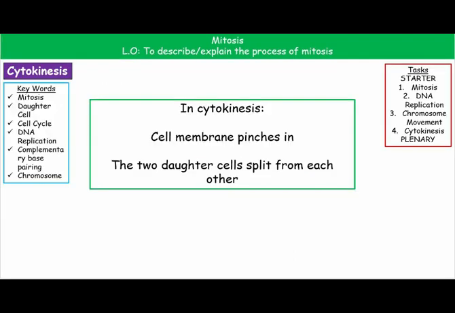So that last part, where we're actually dividing into those two cells, is a part of the process called cytokinesis. So we're splitting the cell. Now to do that, as we said, the cell membrane pinches in, and that means those two daughter cells are split from each other.